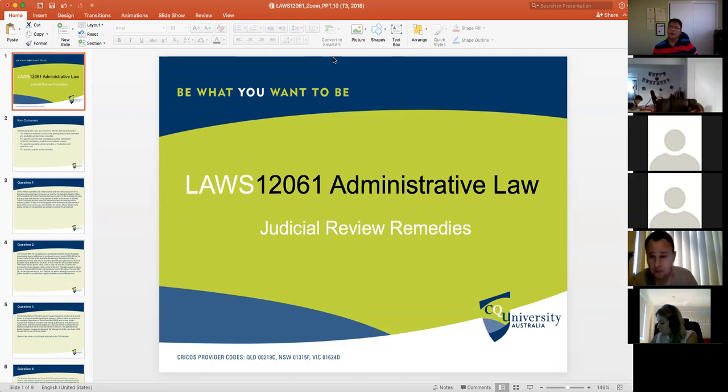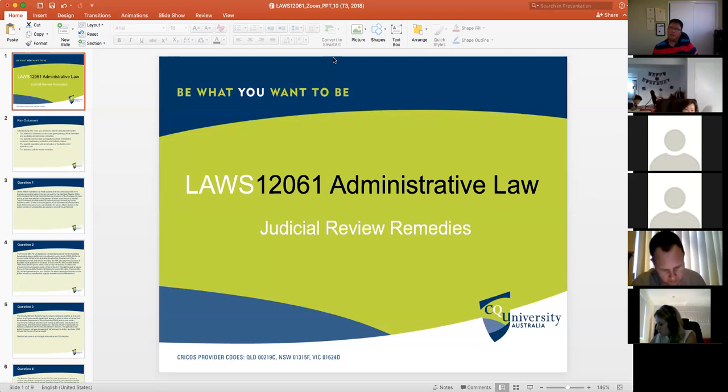In other words, are you basing it on the ADJR Act? Are you basing it on Section 39B of the Judiciary Act of 1903? Or are you basing it on Section 75(v) of the Australian Commonwealth Constitution? Or are you perhaps basing it on common law judicial review remedies?